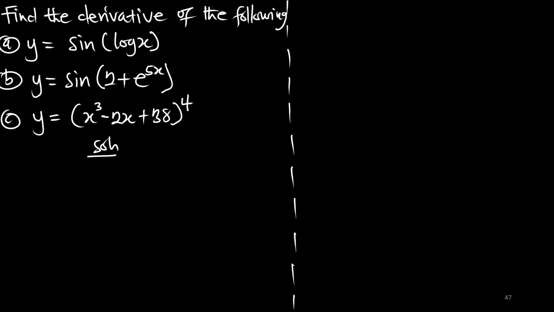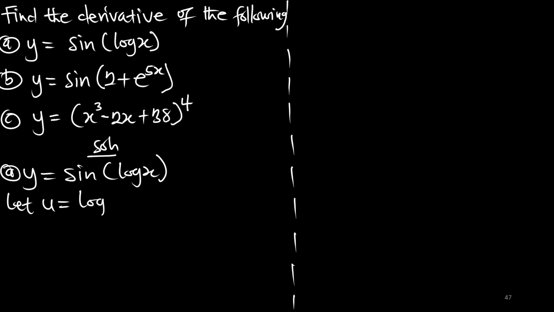So first we have our y equal to sine of log x. So we are going to use the rule of substitution to solve this. What we are going to do here is say let u be equal to log of x. Are we okay? And with this we can apply the derivative to just the u, du with respect to x, and that is going to be 1 over x. The derivative of log x is 1 on x.